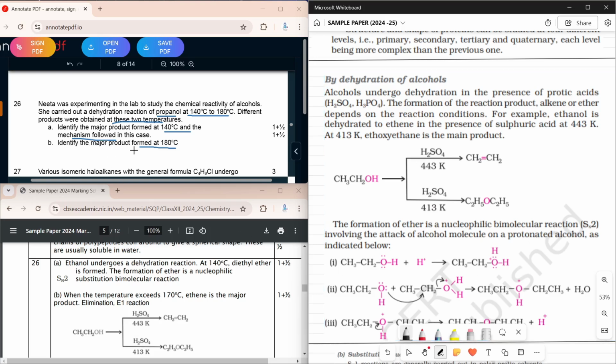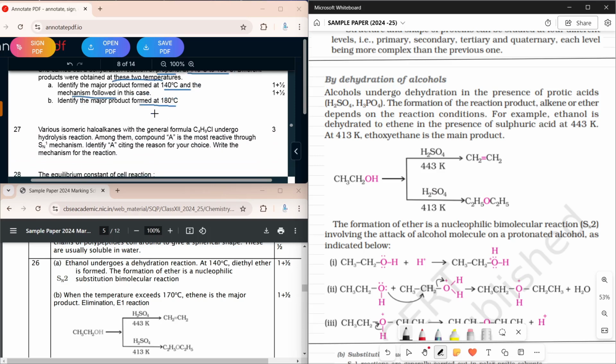And then identify the major product at 180 Celsius. In this case, because at a high temperature, it undergoes the process of elimination. So it undergoes E1 elimination actually. And so it leads to the formation of CH2=CH2. So you just need to mention what the product is, ethene and diethyl ether, and you should be perfect.